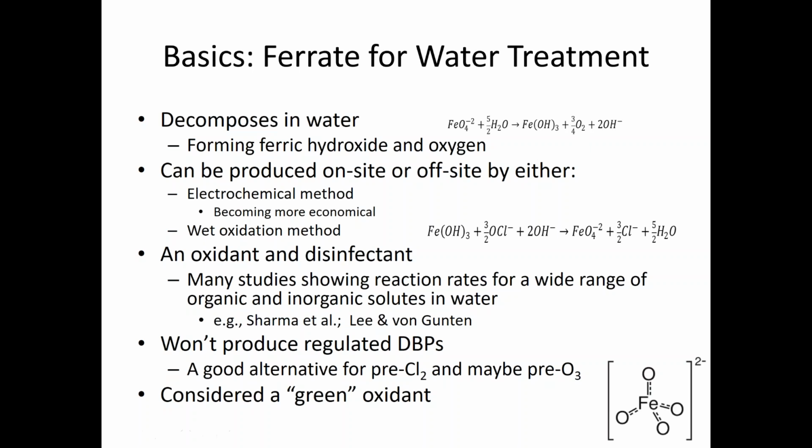It can be produced on site, and there are various methodologies for that, but you can also, of course, produce it off-site and bring it in. So unlike ozone, which has to be produced on-site, you have the option of getting Ferrate from a chemical manufacturer, much like permanganate, perhaps, if you're familiar with working with permanganate. It's produced by either an electrochemical method or a wet oxidation method. You see one of the chemical equations here for how ferrate can be produced by mixing hypochlorite anion with ferric hydroxide and forming ferrate over here on the right-hand side.